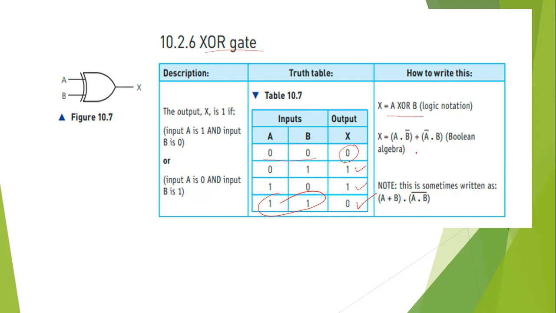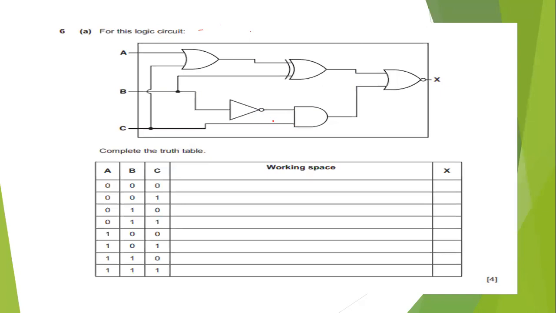Even you can write this one in Boolean algebra: A dot B bar plus A bar dot B. So it is Boolean algebra. Note this is written as A plus B in a circle, or A dot B bar. So you can write these three different ways, but normally we follow this one. So these are some basic functions of logic gates. Now we see next one.